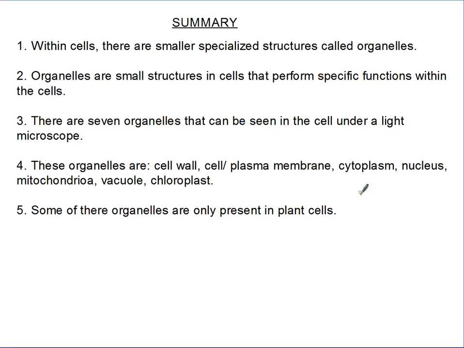The 7 organelles are the cell wall, the cell or plasma membrane. Remember I said we can call it the cell membrane or the plasma membrane. We also have cytoplasm. We also have nucleus. We also have mitochondria, or mitochondrion. Sorry, forgive my spelling here, it was a mistake. We also have the vacuole. We have the chloroplast that is present in plant cells. Some of these organelles are only present in plant cells.